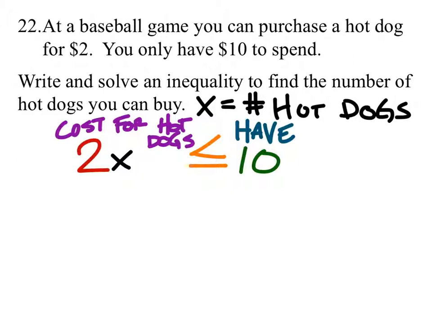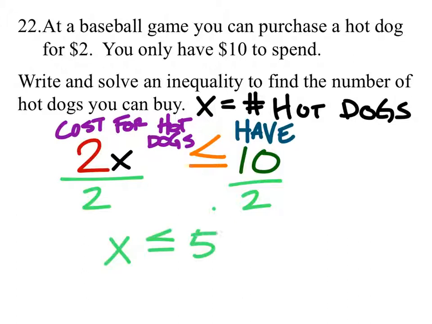You could spend all $10, and that needs to be greater than or equal to the cost of the hot dogs. So this is the inequality right here, and we can solve that by dividing both sides by 2, which leaves us with x, the number of hot dogs, needing to be less than or equal to 5. So we'll write this out as a sentence: you can purchase 5 hot dogs or less, or you could say a maximum of 5 hot dogs. It means exactly the same thing. And that completes this problem for us.